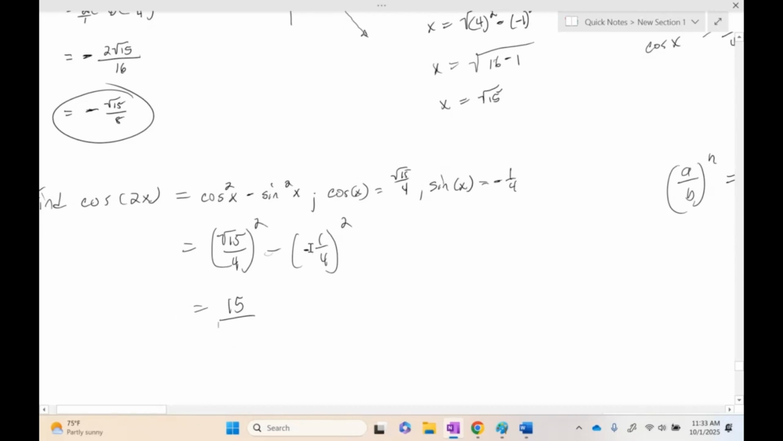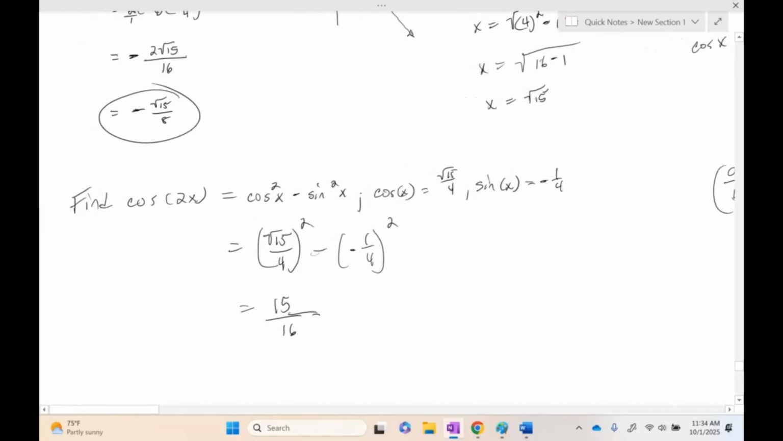I also have to square the denominator, right? So 4 squared is 16. I'm going to bring down my minus. Now, when I squared negative 1/4, I have to square everything. I have to square the negative. So a negative times a negative is going to bring back a positive. I have to square the numerator. So 1 squared is 1.